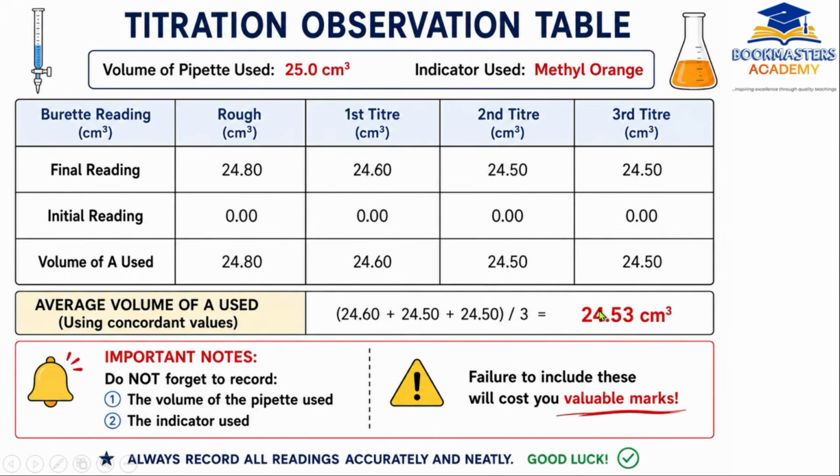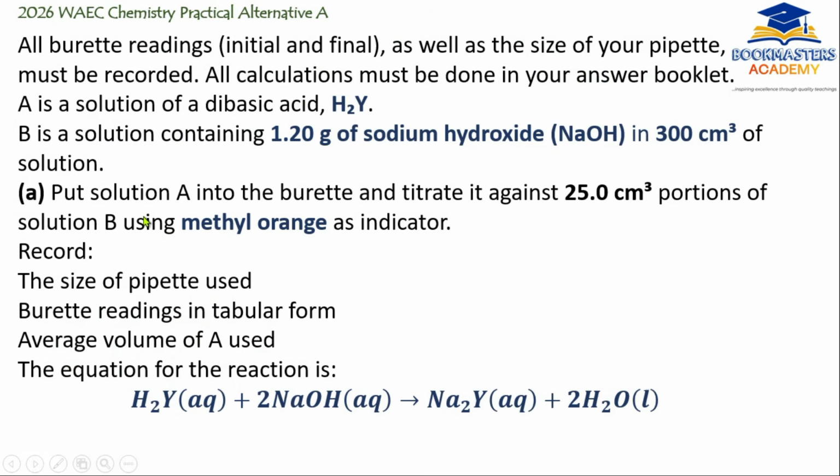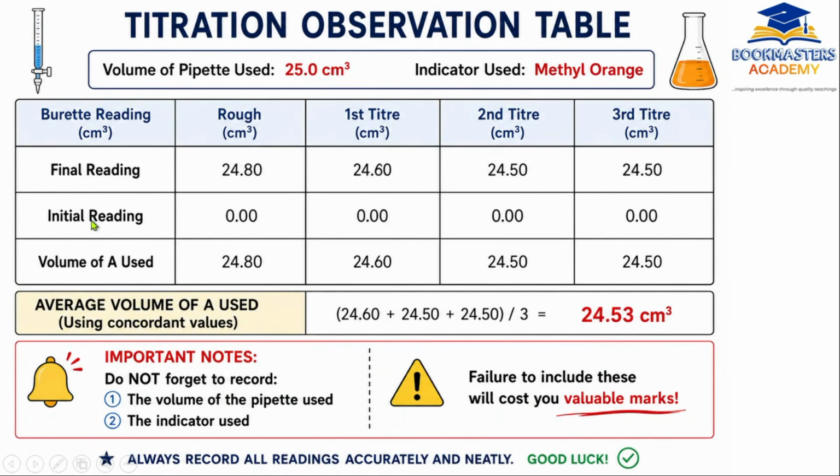We'll be using this titre value right here, because you need to calculate your volume of acid used. And also, students fail to remember this. Your initial is below your final. Your initial reading is below your final reading, not above, but below.